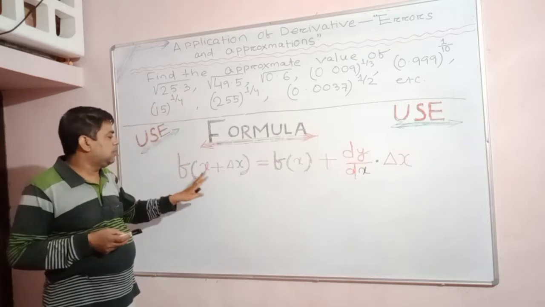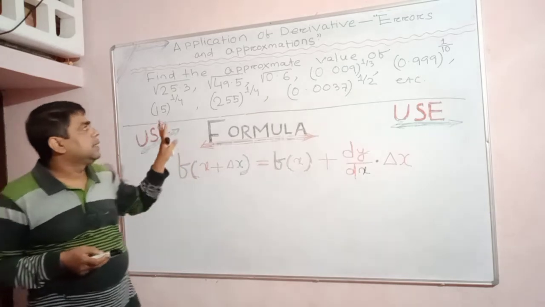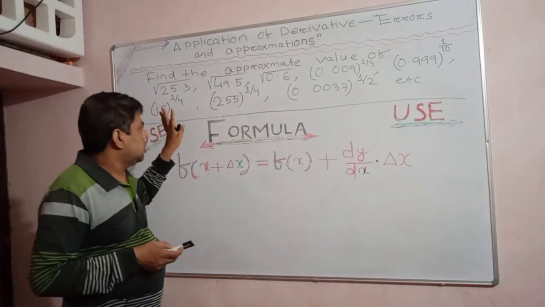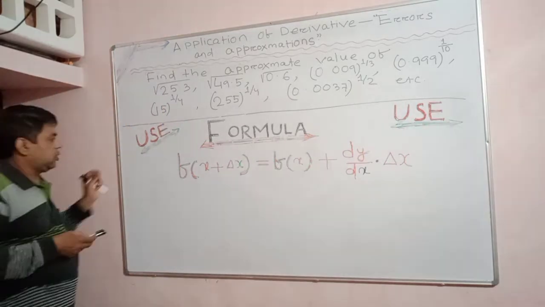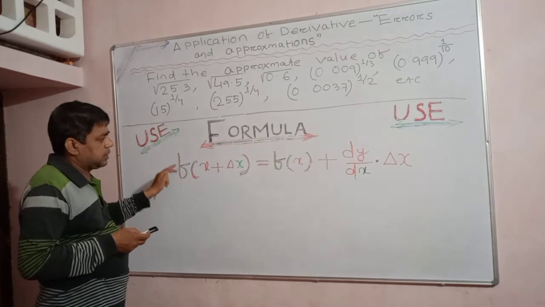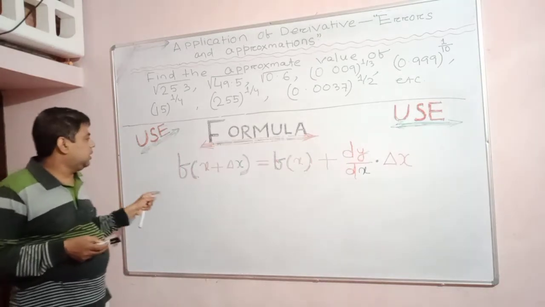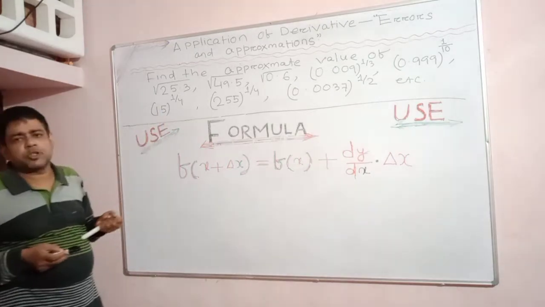If you remember, this formula is mostly useful to find the approximate value of the exponent of any decimal numbers. So what is the formula? Let us study this formula. Here is the formula in front of you. Using this formula you can find out the approximate value.